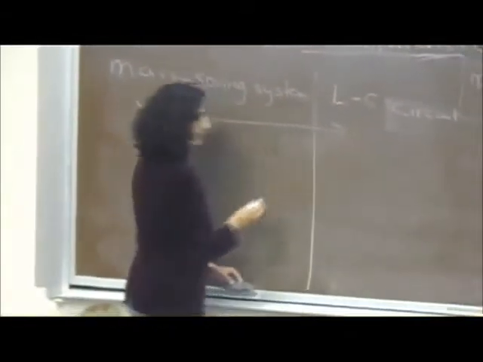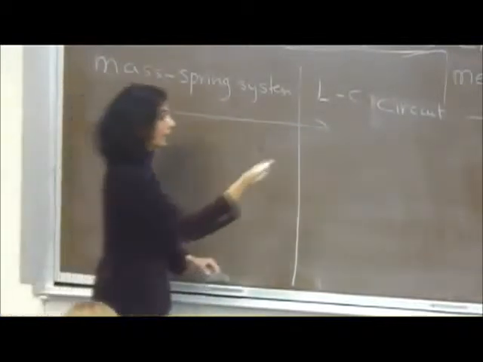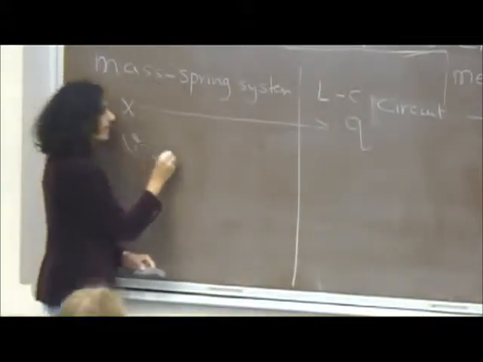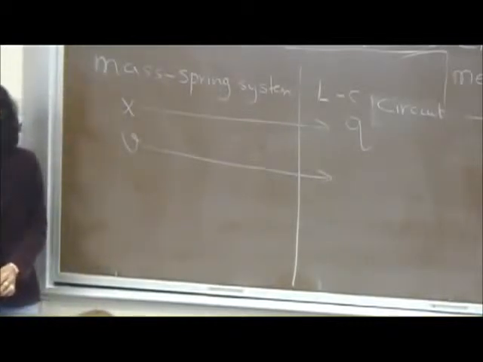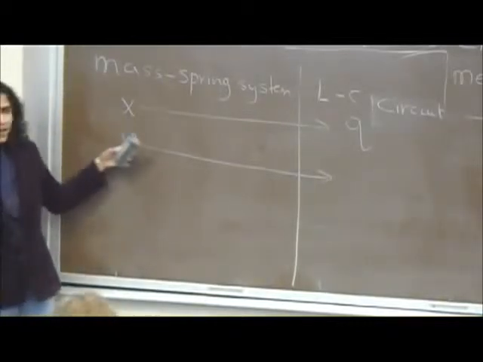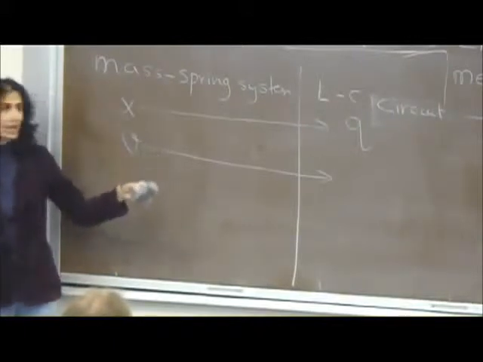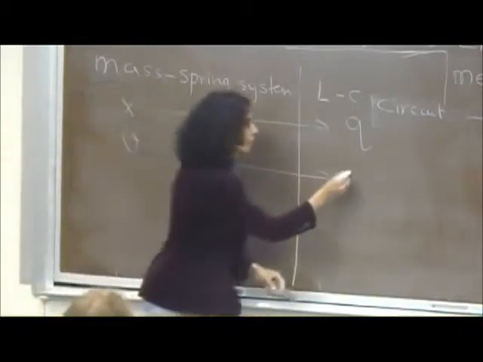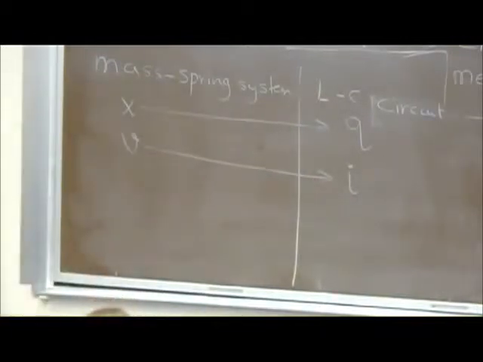Do you know what would be the analog of x here in the LC circuit? The analog of x, the displacement, will be charge. Do you know what will be the analog of speed there? Can you make a guess? Velocity was the derivative of displacement with time, right? What is the derivative of charge with time? Current. So the analog of velocity in this case will be current.